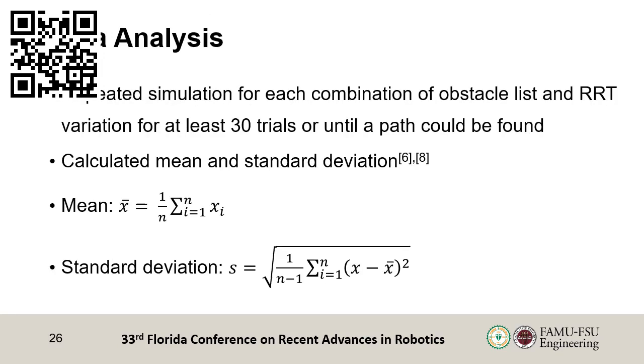Each simulation was repeated for at least 30 trials or until a path could be found 30 times. The mean and the standard deviation were calculated for each quantity. The first equation is the formula for the mean, while the second equation is the formula for the standard deviation.